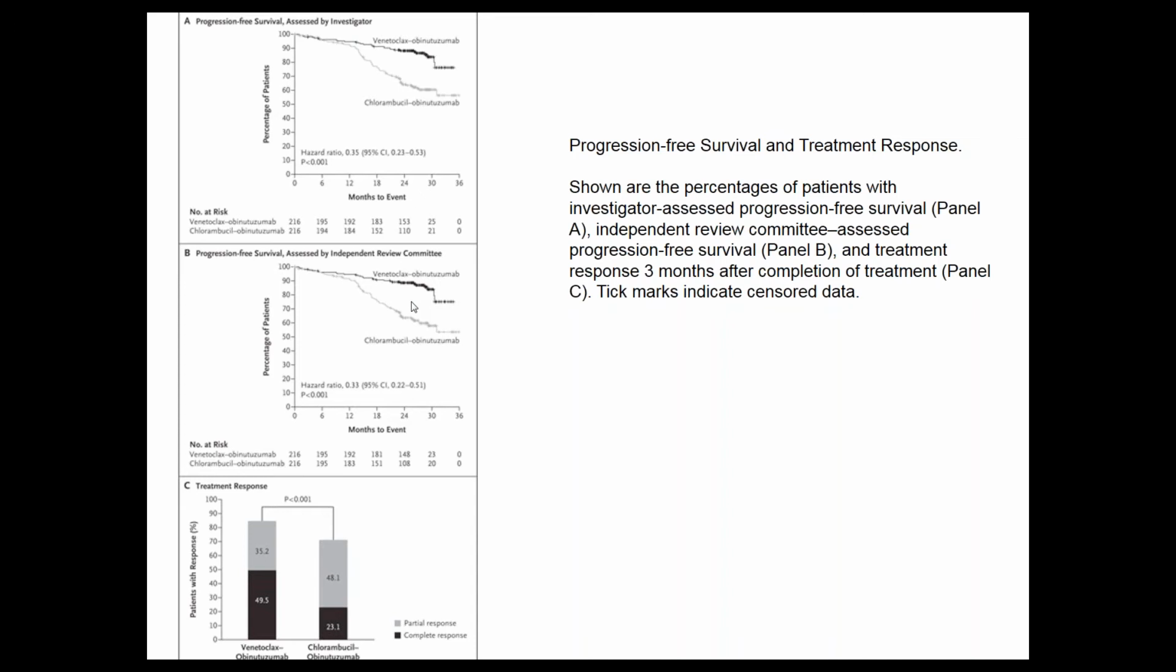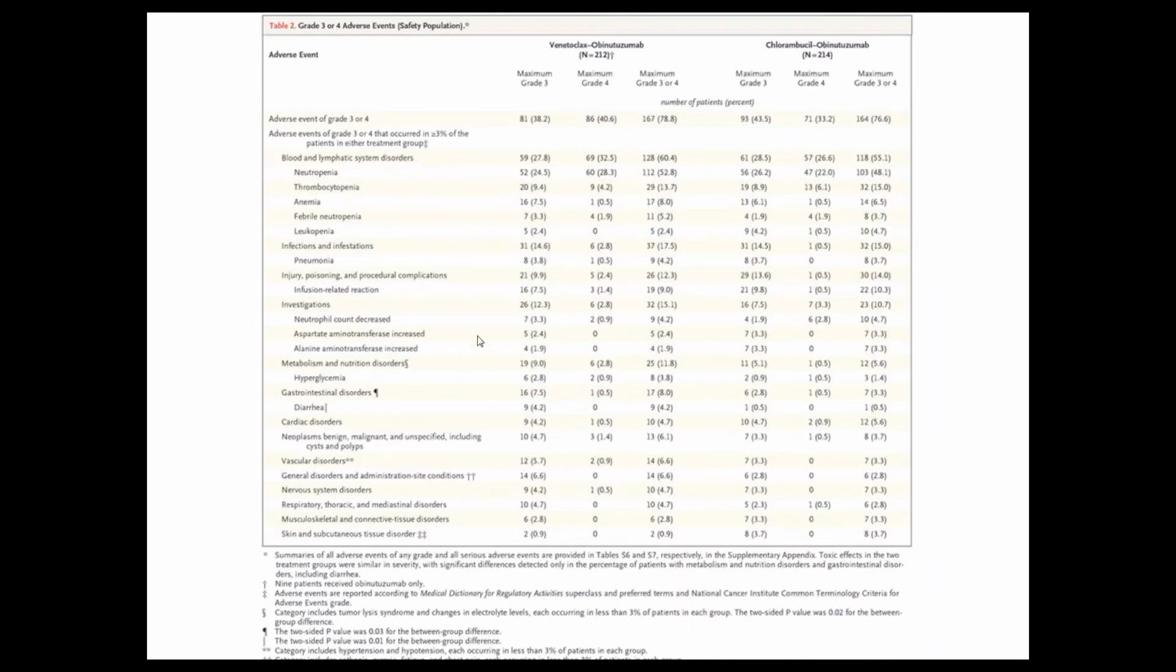of this aggressive designation. So progression-free survival assessed by an independent review committee. They're supposed to be more honest than the doctors taking care of the patients, but they came to the same conclusion. And the treatment response, complete remission, is what we'd like to see. And that occurred twice as often with venetoclax compared to the group that got chlorambucil and the antibody.